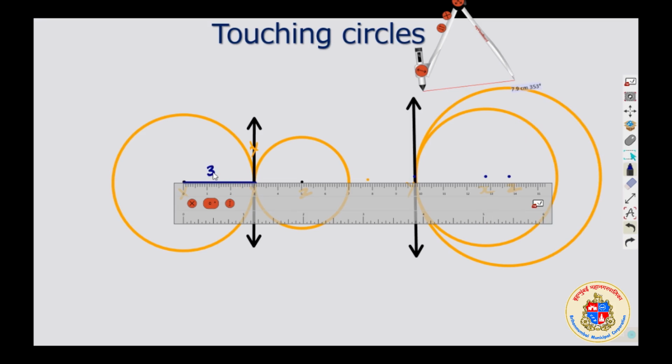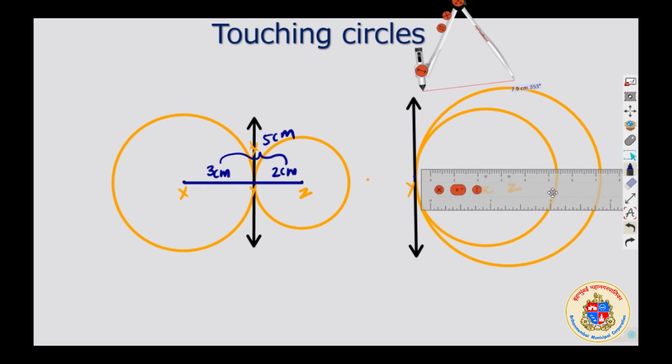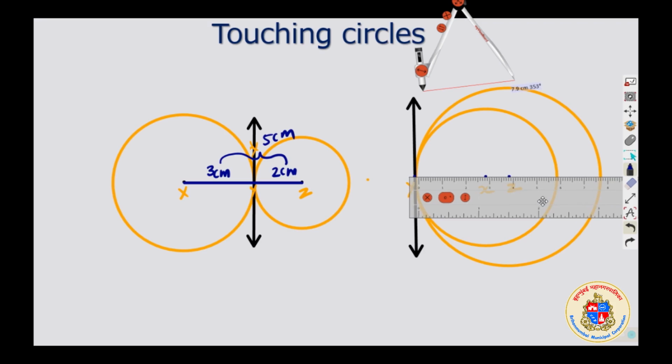This is 3 centimeter, and again here it is up to 5, means again 2 centimeter, and the total is equal to 5 centimeter, the total. I can show it like this. Understood? The distance between the center of two circles, I would say.